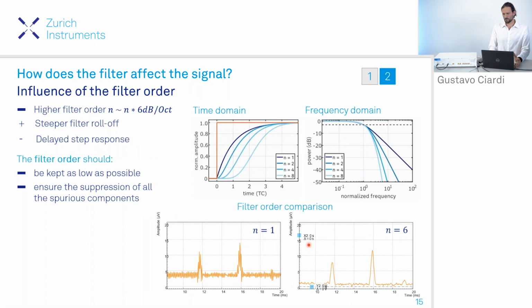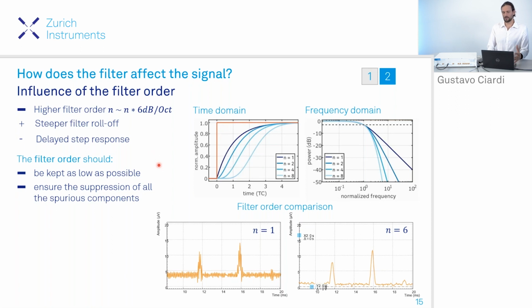The next parameter that one can play around with is the filter order. Filter order simply means that there is a number of filters that are cascaded one after the other. As we can see here in the frequency domain plot for different filter orders of low-pass filters, as we increase the order of the filter, we increase the steepness of the roll-off of the filter. At the same time, however, similarly to the measurement bandwidth, as we increase the filter order, the step response also gets delayed.